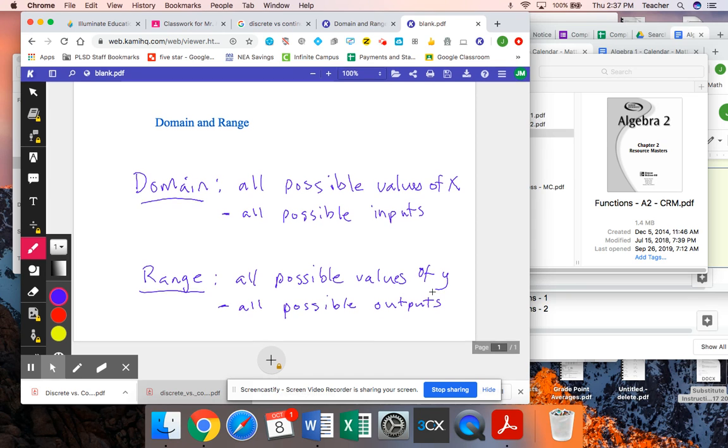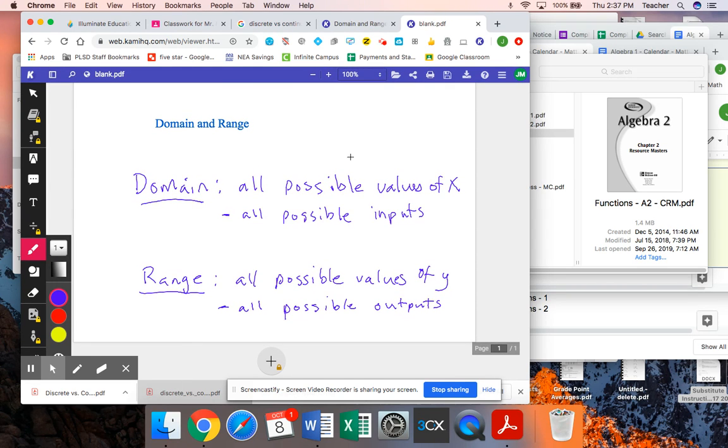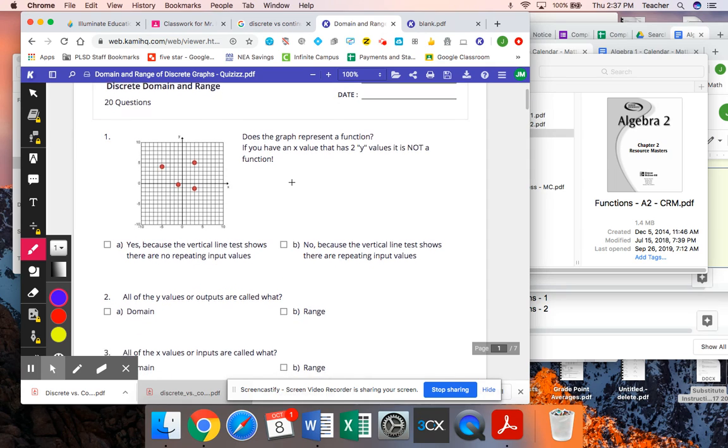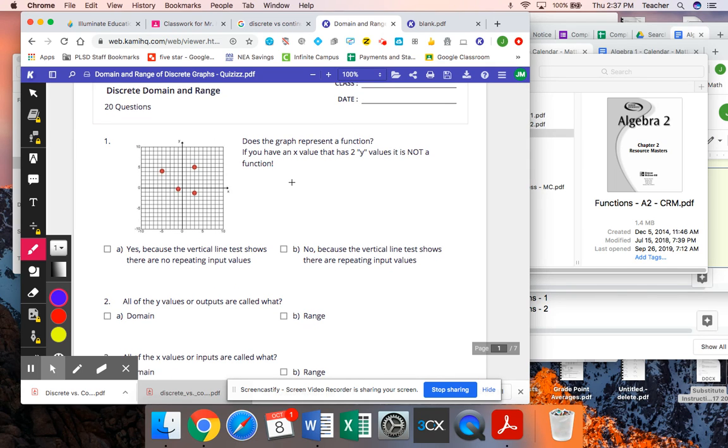All right. That's nice to say, but what we need to do is see how that applies. To help us with that, I'm going to start with some discrete domain and range. Remember in the previous video, we talked about discrete versus continuous. It won't specify a whole lot as you go, but I just want you to know the difference. I'm just going to skip through some of these.